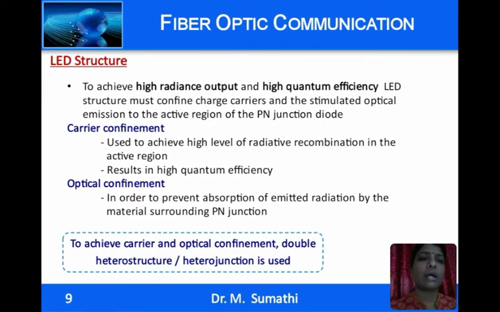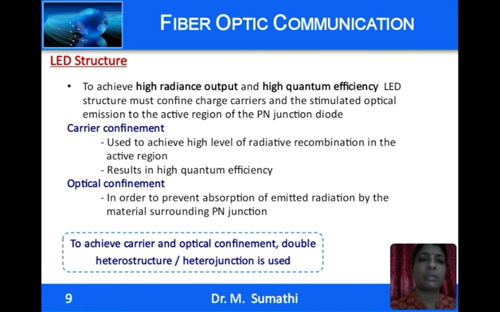So, to have high radiance output and high quantum efficiency, in the LED structure the charge carriers and the photons should be confined to the active region of the PN junction diode. To achieve this, carrier confinement and optical confinement are required. Carrier confinement means confining the carriers to the active region of the PN junction diode. This results in high radiative recombination, and so high quantum efficiency.